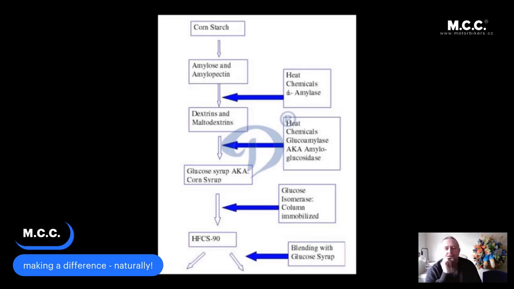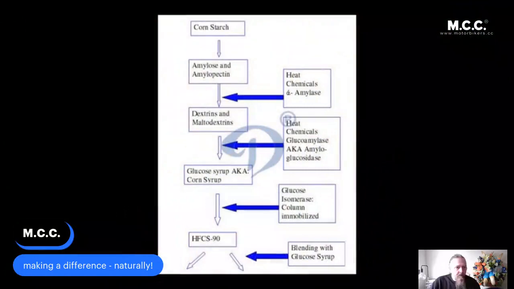So the important one there is glucose isomerase in the column, and that's what transforms the glucose sugar into the fructose sugar. So you end up with a polymer like that. What you get is fructose, glucose, fructose, fructose, glucose, basically that sort of thing. So there's a slightly higher ratio of fructose to glucose. It's usually 55%, which is about the same as honey.